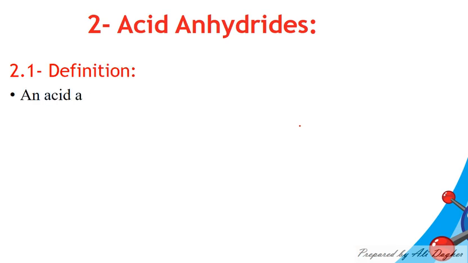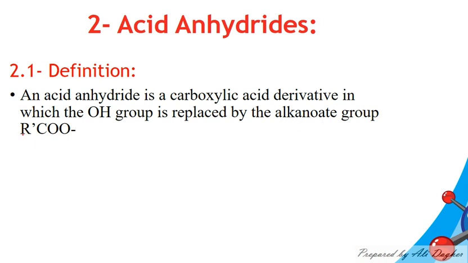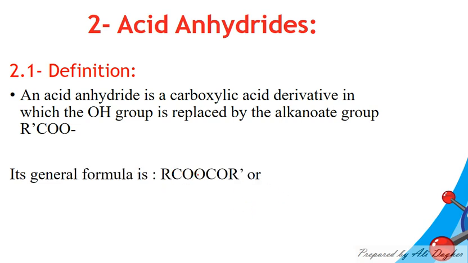Definition: an acid anhydride is a carboxylic acid derivative in which the OH group is replaced by the alkanoate group R'COO. The OH of the carboxyl group is replaced by the R'COO alkanoate group. Its general formula is RC=O-O-C=O-R', or RCOOCOR'. R and R' could be identical or different to each other.